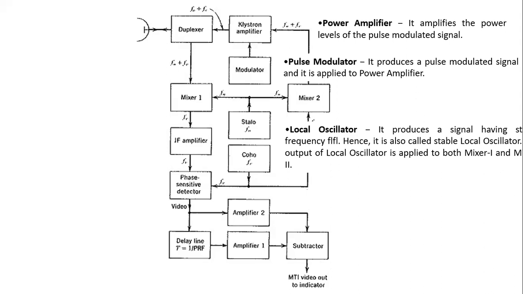This produces a frequency which has been applied to both the mixers. Now here the mixer plays a role. When the signal is being received, we know the duplexer is going to turn off the transmitter and turn on the receiver. We have also seen that the mixer produces the sum and difference of the signal.